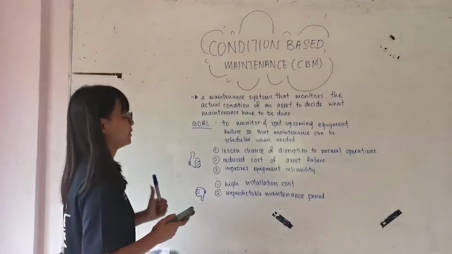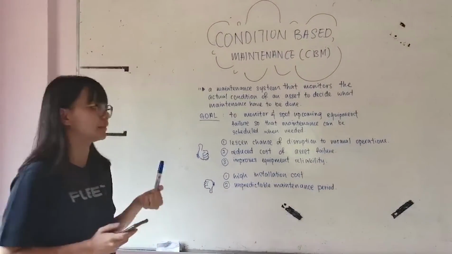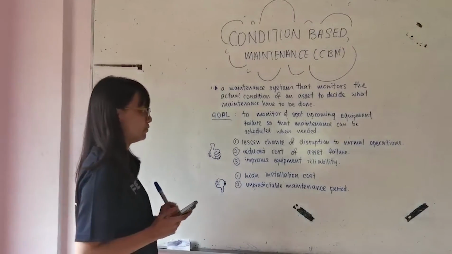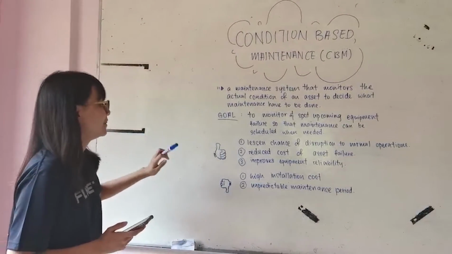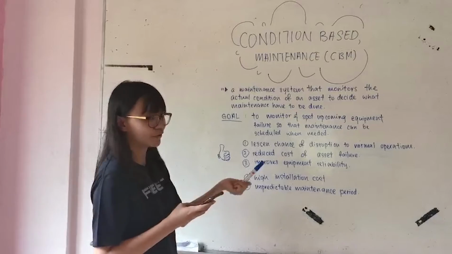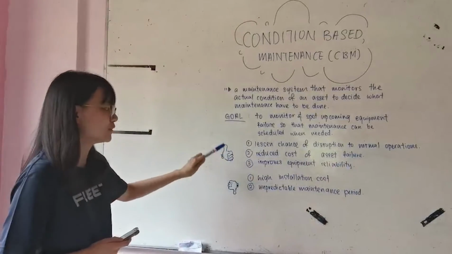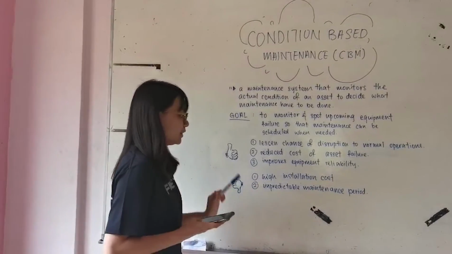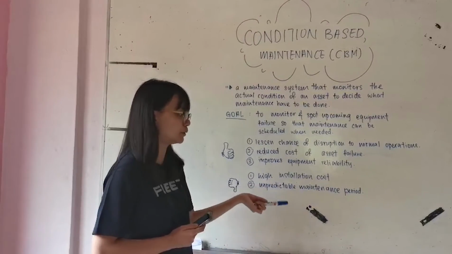Condition-based maintenance, also known as CBM, is a maintenance system that monitors the actual condition of an asset to decide what maintenance has to be done. The ultimate goal for CBM is to monitor and spot upcoming equipment failure so that maintenance can be scheduled when needed. The advantages of CBM are that since it is conducted before the failure, it can lessen the disruption to normal operations, reduce the cost of asset failure, and improve equipment reliability. However, there are also certain disadvantages for CBM, which are the high installation cost and unpredictable maintenance period.